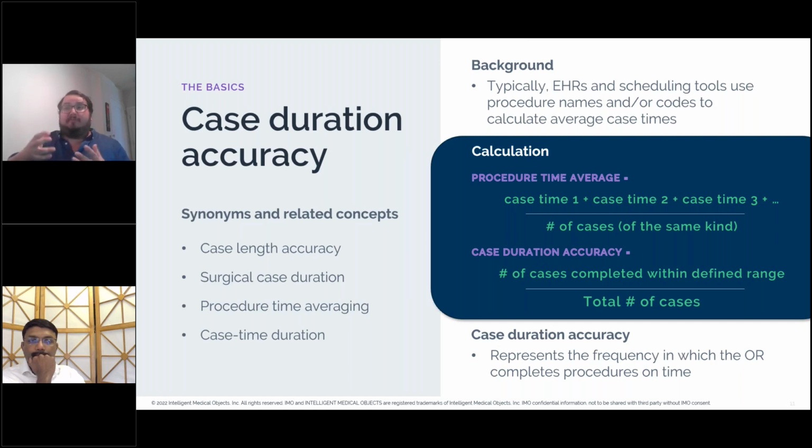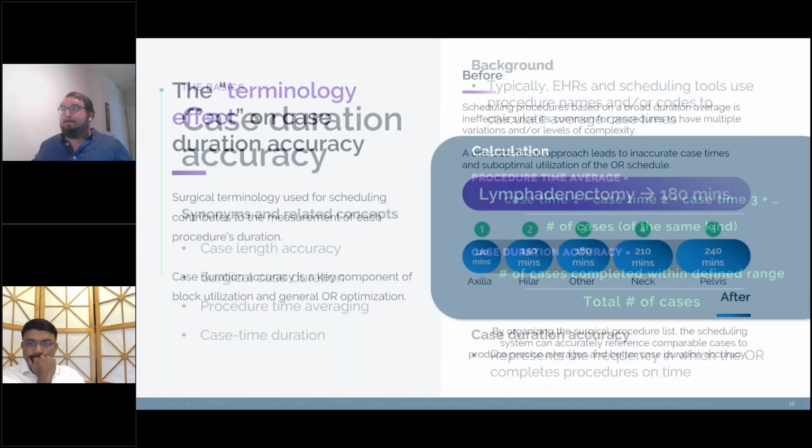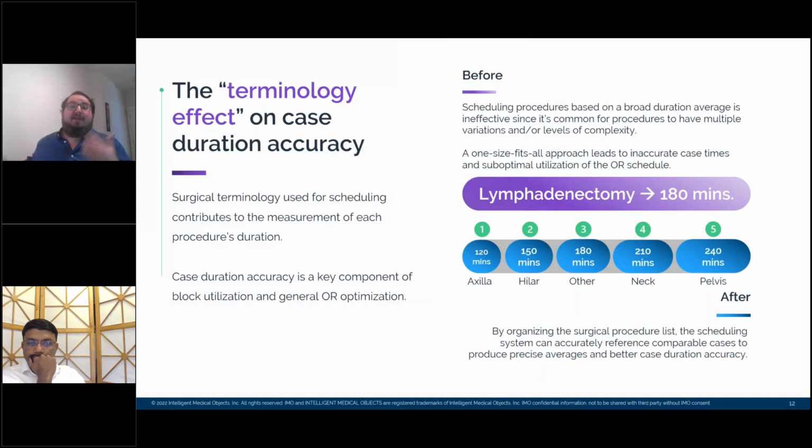Now this can be off because something went wrong in the OR and the case ran long. The case just happened to finish up early that day. But a lot of times the reason why organizations see low case duration accuracy metrics is that they're not able to properly estimate how long a surgery is going to take. So why does this matter?